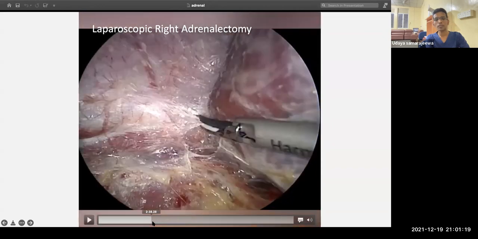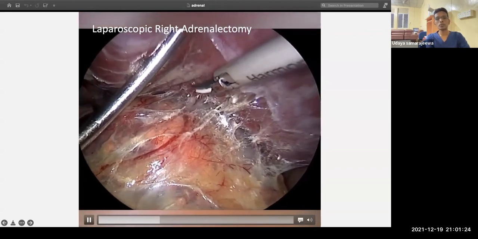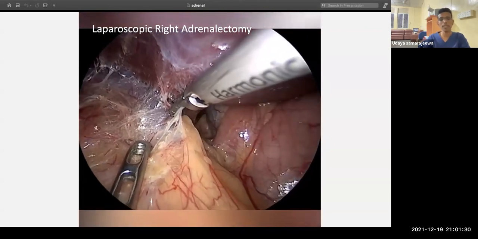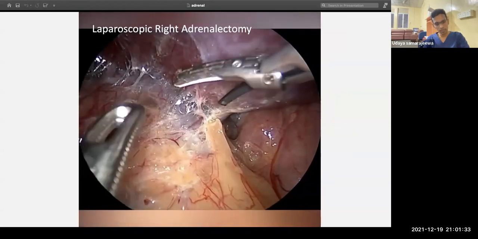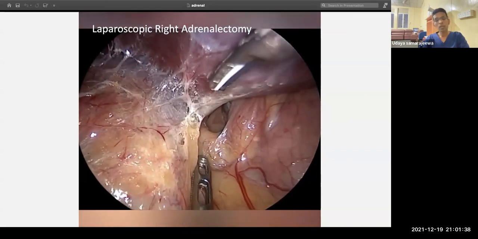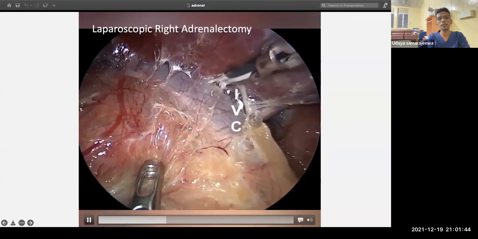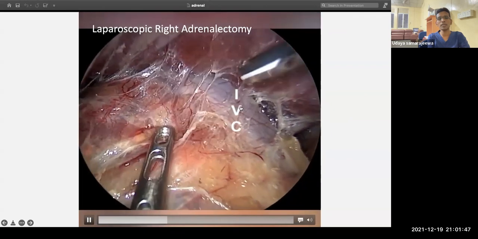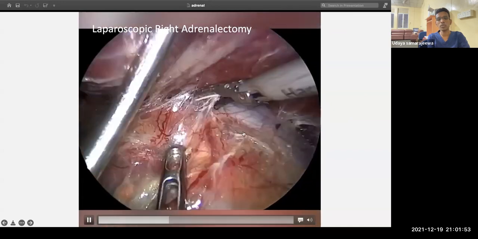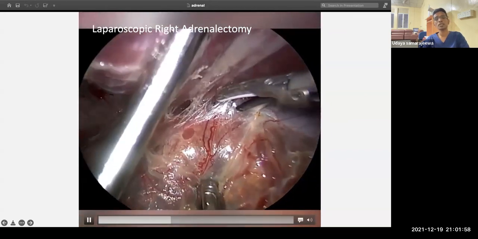Speed up a little bit. So once you do the initial dissection, then you can reposition your Nathanson's retractor so that the liver can be further pushed upwards. Now you can see the lesion is actually here, right? So this is the IVC. You can see the bluish structure there. You can see how close the lesion to the IVC is. So here you have to take your time and do a very gentle dissection.